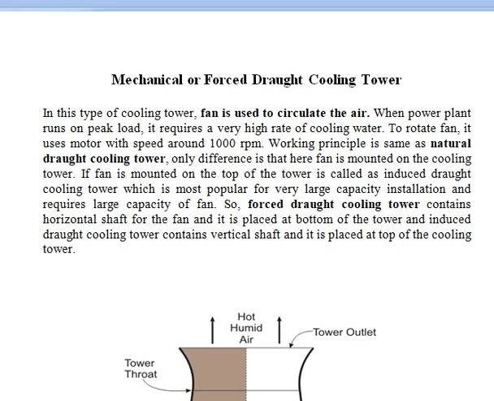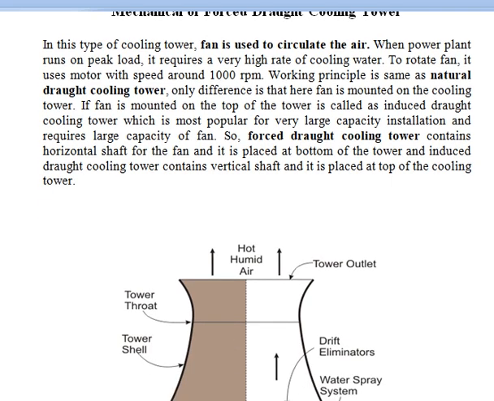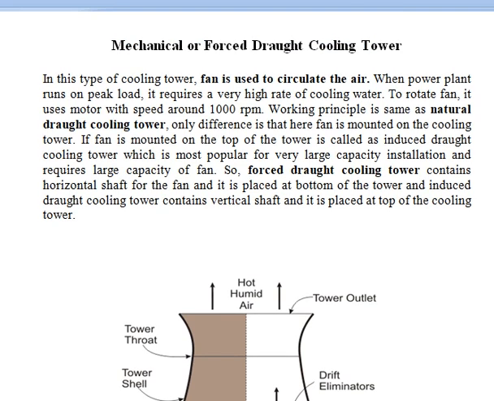Then discuss the mechanical or forced draft cooling tower. In this case, a fan is used to circulate the air. This is the main thing, because in the previous tower it is not necessary to use a fan. But in the case of a mechanical or forced draft cooling tower, it requires a fan. The fan is used to circulate the air.